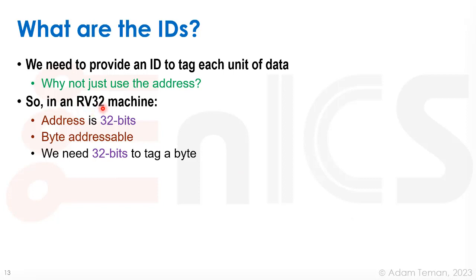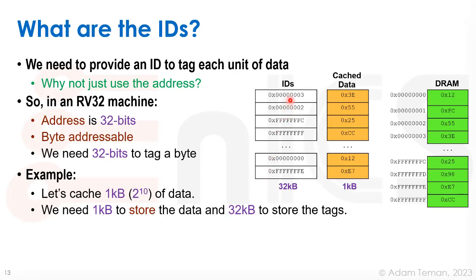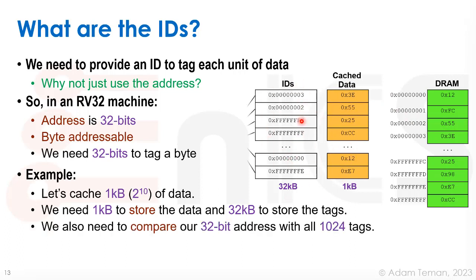So if we have a RISC-V 32-bit machine, our address is going to be 32 bits long, and we want to be able to address each byte. Therefore, we need 32 bits to tag a byte, because each byte has a different 32-bit address. Okay, so for example, let's say we have a cache that's 1 kilobyte, or 2 to the 10 bytes of data. That means we need 1 kilobyte to store the data, but we need 32 bits for each of those 1 kilo entries. So we need 32 kilobytes to store the tags. And that seems a bit ridiculous. In this case, we have our DRAM over here, which is very, very big, and we're caching 1 kilobyte of data, but we need 32 times that size just to store the IDs.